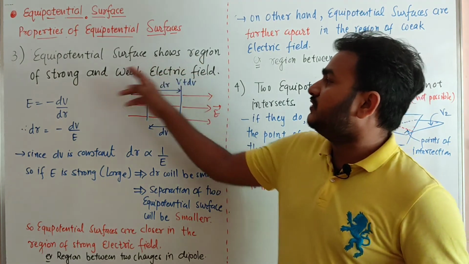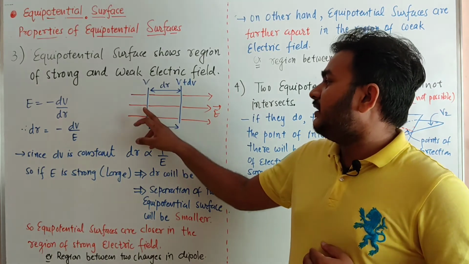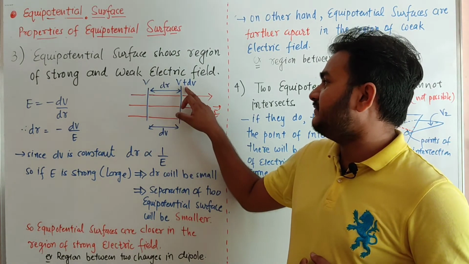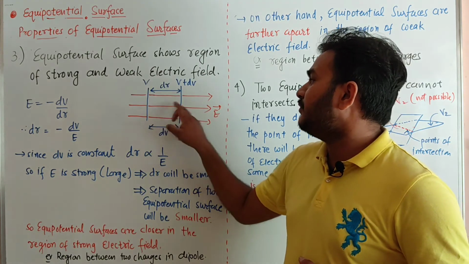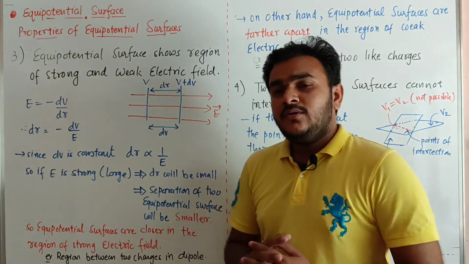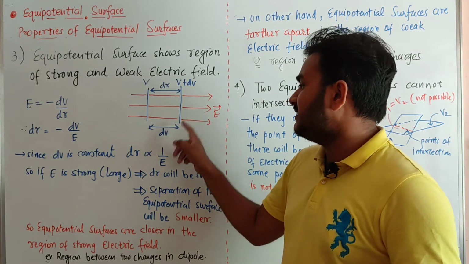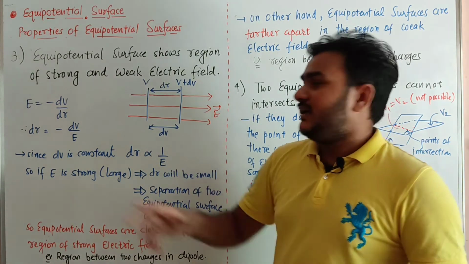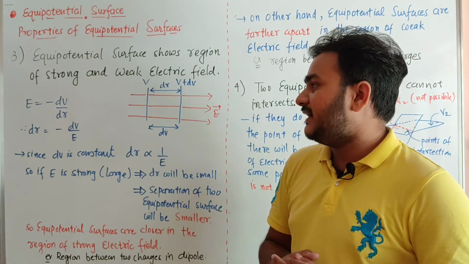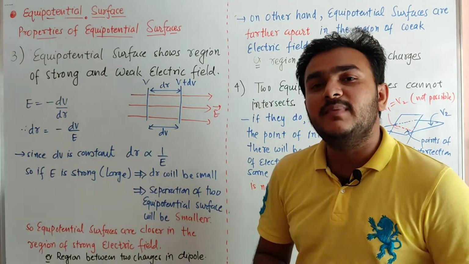Equipotential surfaces show regions of strong and weak electric field. How? Consider these two equipotential surfaces whose potentials are V and V plus dV. These two equipotential surfaces are separated by the distance dr. Now the difference between the potential values of the two surfaces is dV. So E is equal to minus dV by dr. This is a well known equation which you might have studied in the early part of the chapter. So dr is equal to minus dV by E.